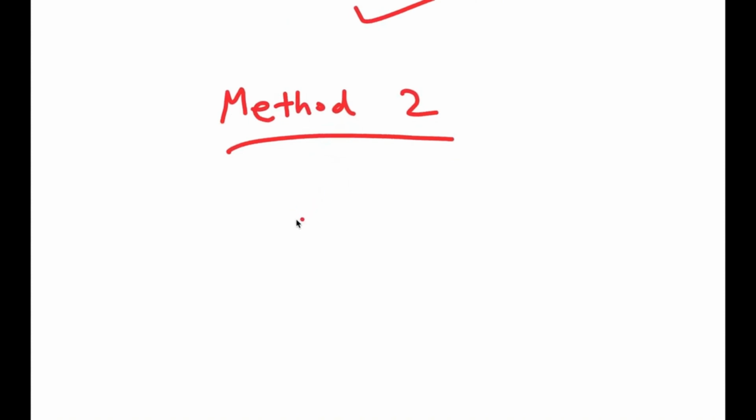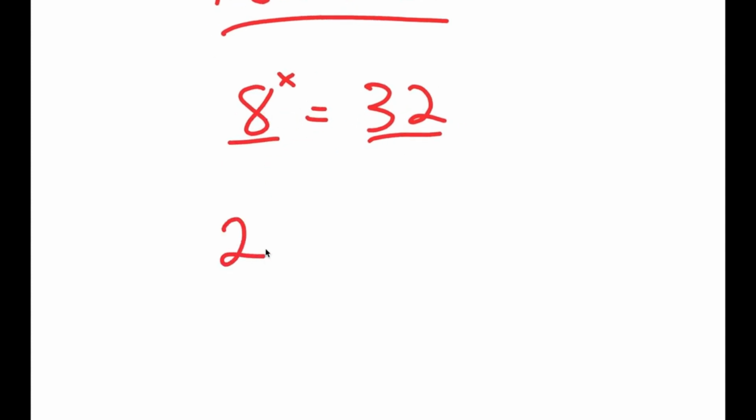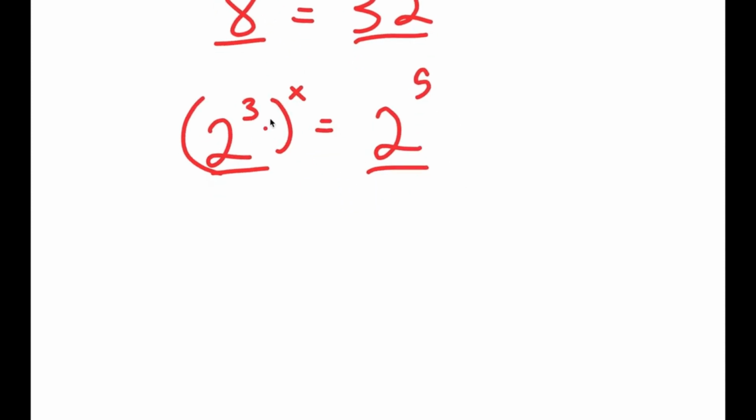So for the second method, we have the same equation, a to the power of x is equal to 32, and this is a simpler method. So for this method, I'm actually just going to start by rewriting these two numbers. So 8, I'm going to rewrite as 2 to the power of 3, and 32, I'm going to rewrite as 2 to the power of 5. So I'm rewriting both of these as the same bases, which now makes them much easier to solve.